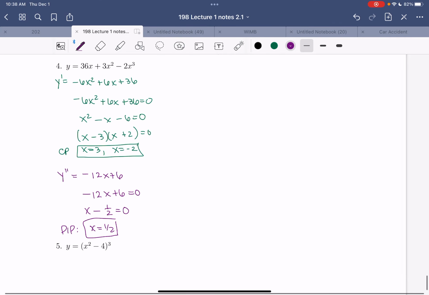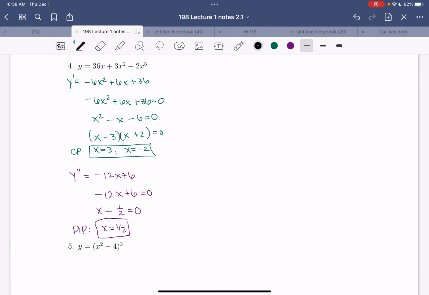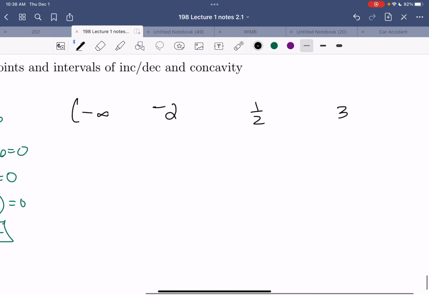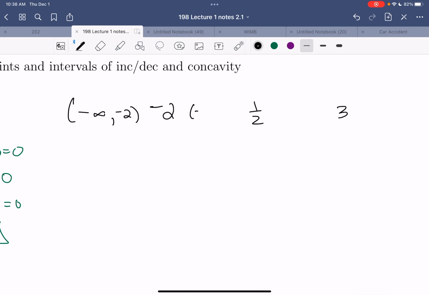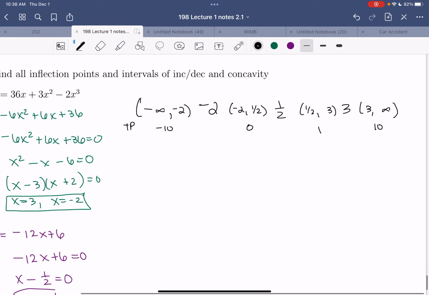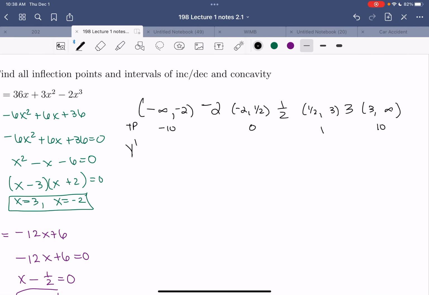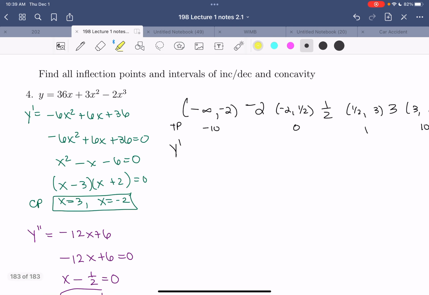So I am going to break up my domain, which is all real numbers, because this is a polynomial. I'm allowed to put any number I want in there. So I'm breaking it at negative 2, 1/2, and 3. So I go from negative infinity to negative 2, negative 2 to 1/2, 1/2 to 3, and 3 to infinity. Choose our test points. In the first interval, I'm going negative 10. Zero's in this one, I'm going to go with 1, and then positive 10. And we're plugging first into the first derivative. So the first derivative is this function here.